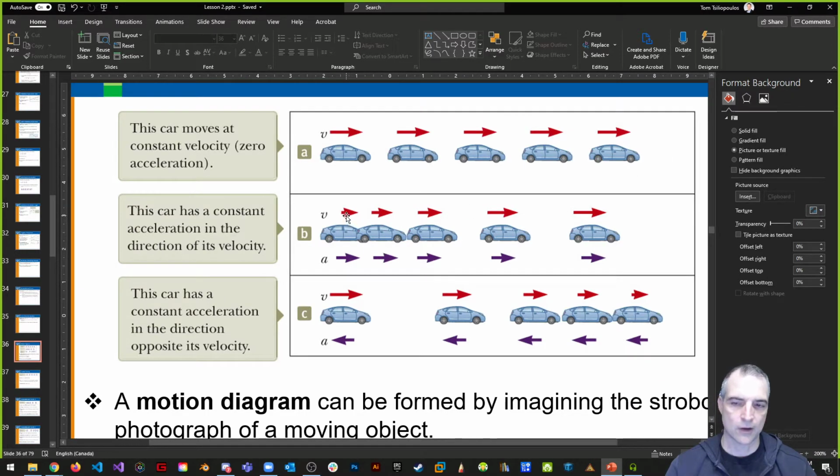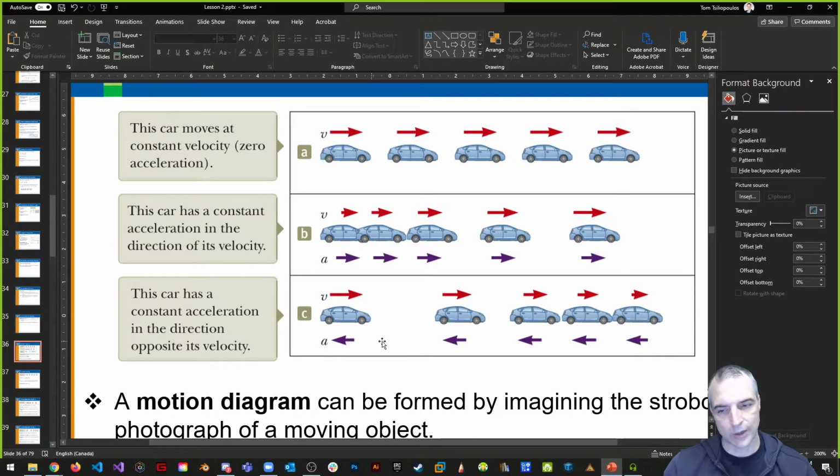Here, the car has constant acceleration. Notice that there's an acceleration vector down here. The acceleration vector is the same size every single time, and it's going in the same direction as the velocity vector. But notice that the velocity vector, the arrow in the velocity vector, is growing, which is what should happen if we have an acceleration. The car here is getting faster and faster, and so for each time slice, it's farther and farther apart from the previous time slice. I look at the first frame and then the second frame, they're pretty close together, but then it gets farther and farther apart. This is a good picture of acceleration in the same direction as velocity.